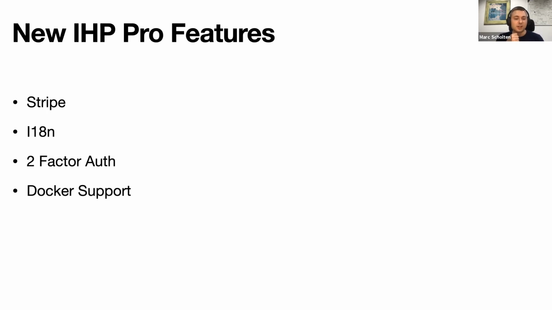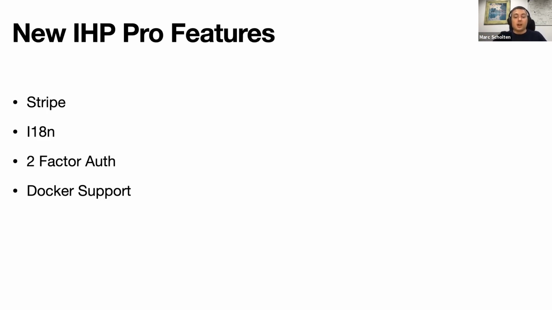Internationalization is something important, two-factor authentication, and also Docker support. I think these are also things we want to have for the version 1 release, because then IHP is kind of full featured. I mean, you can do payments, you can do it in multiple languages, you have two-factor authentication, and you can even deploy it with Docker if you want to. And I think then IHP really has everything for the version 1 release, basically.